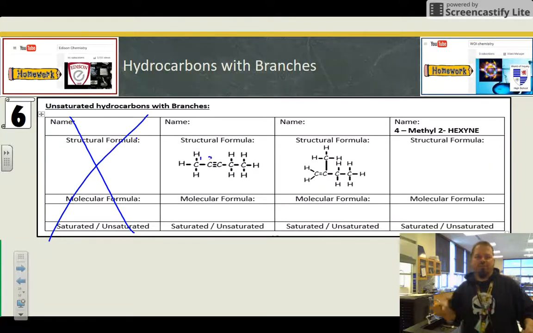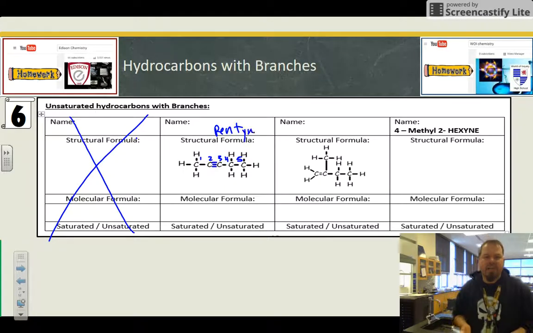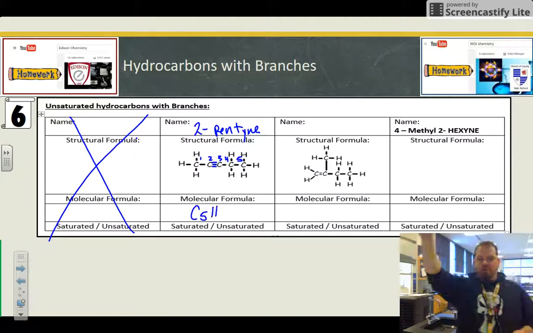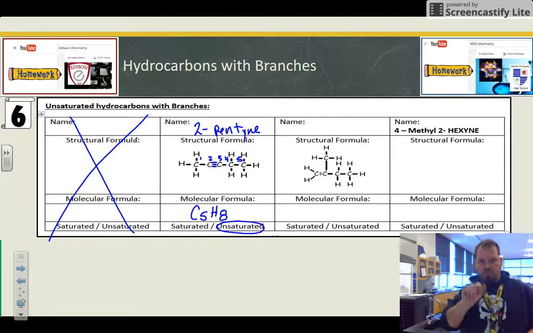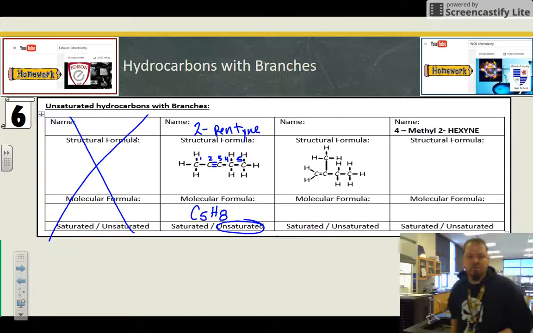All right, structural. 1, 2, 3, 4, 5 carbons is pent. But I see a triple bond in there on the second carbon. So that is 2-pentyne. And I want to put the 2 in front of the pentyne because that 2 now talks about the yne. Cool with that? And that's it. There's no side chain.